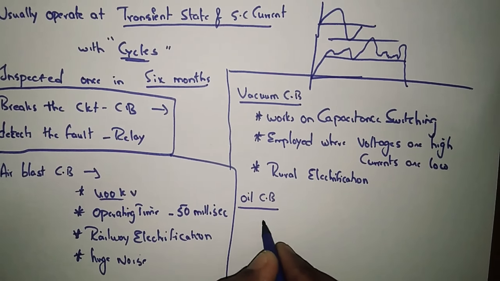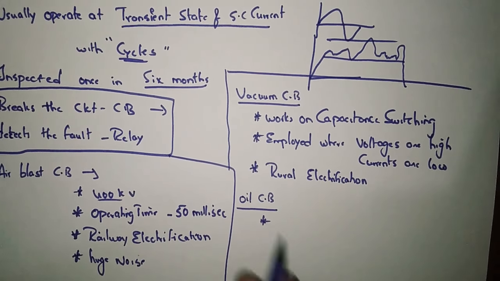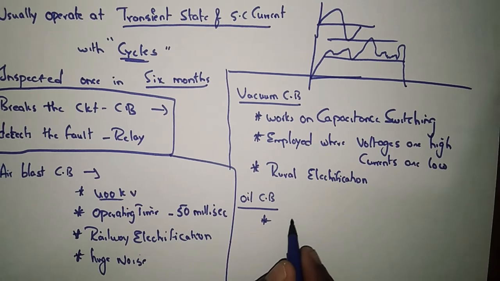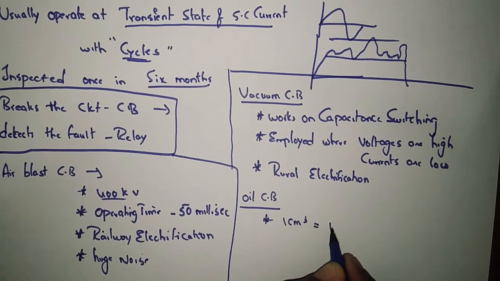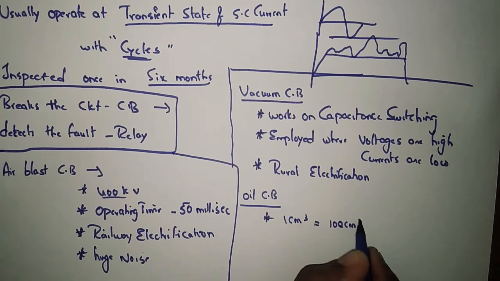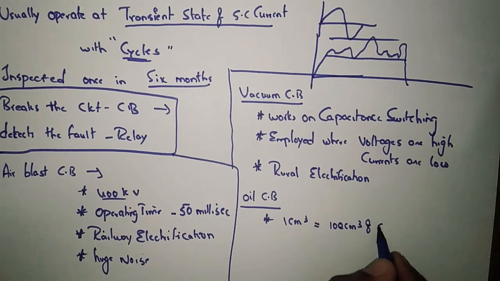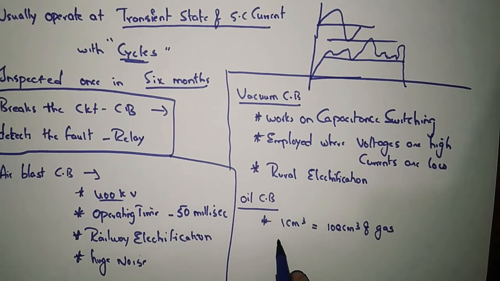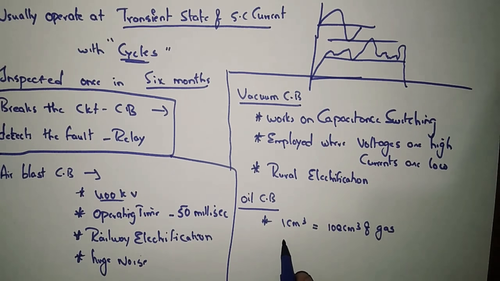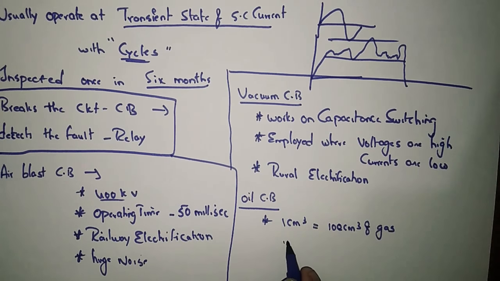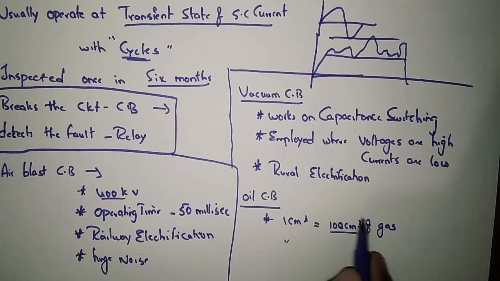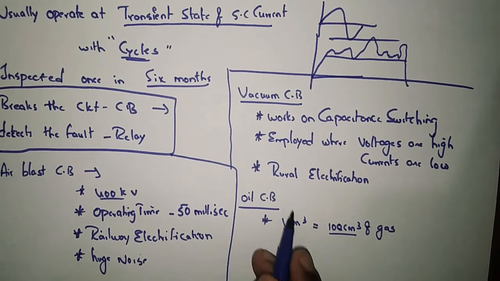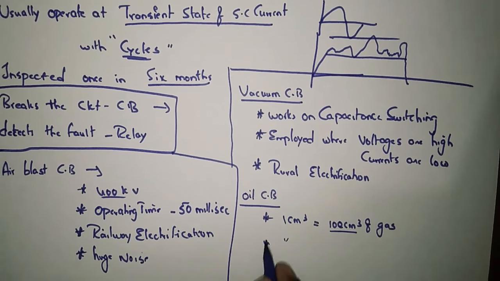oil circuit breakers. So 1 gram of oil, I mean 1 centimeter cube of oil covers 100 centimeter cube of gas. So that is nothing but when arc occurs, 1 centimeter cube of oil disperses a gas of 100 centimeter cube, so that it occupies the area of 100 centimeter cube. So I hope you are clear with this.